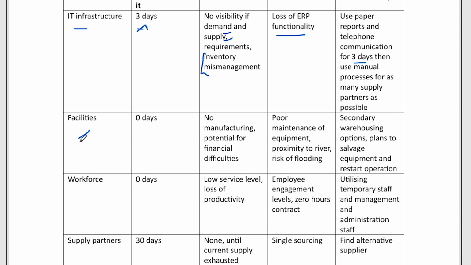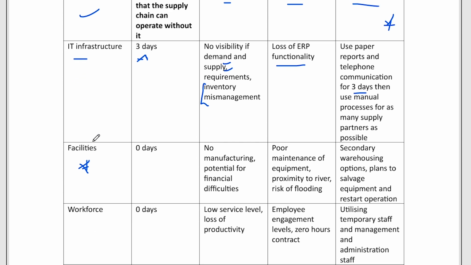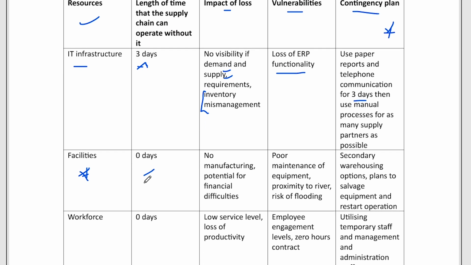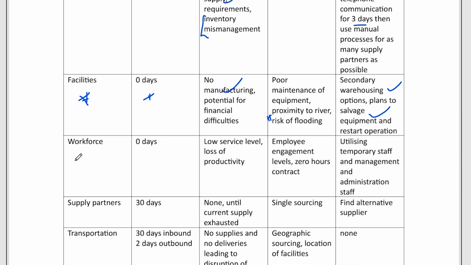Number 2, what if we are missing out on facilities? Like they're down. How long can you survive without those? 0, because you're not going to manufacture anything. The vulnerability is poor maintenance of equipment, or even the fact that you are close to a river, so flooding, and then facilities are out. So what's the plan here? You can use secondary warehousing options and plan to salvage equipment and restart operation. What about your workforce? If you don't have them, 0 days to survive.